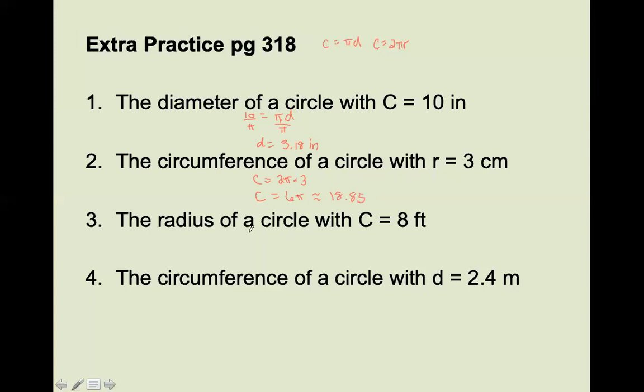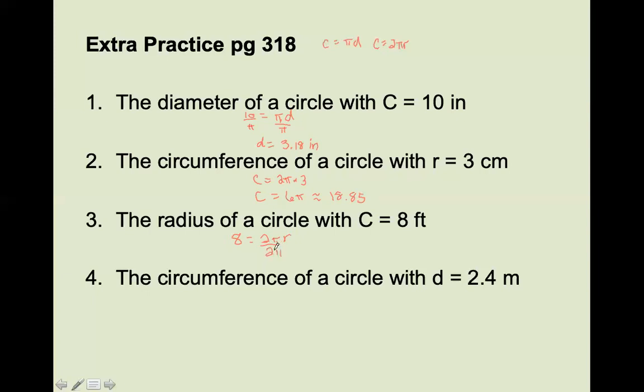Okay, and the next one, this time we're trying to find the radius of a circle where the circumference is 8 feet. So again, I'm looking for a radius, so I'm going to use the circumference formula that contains the r. I know the circumference is 8 feet, so I'm going to put 8 equals 2 times pi times r. And I'm solving for r, so I'm going to divide both sides by 2 pi.